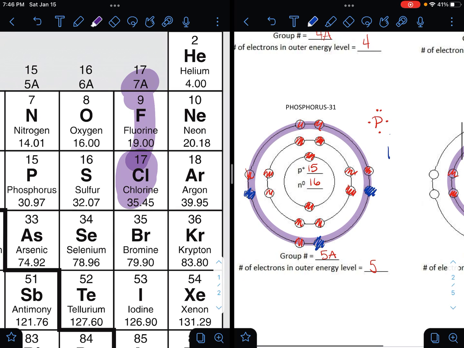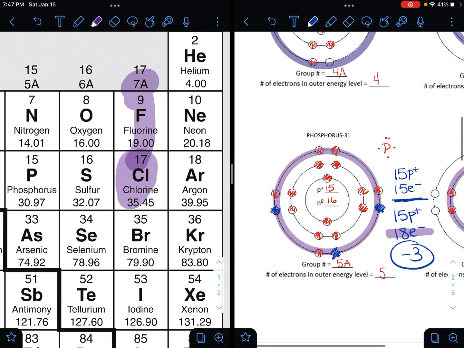It is happy. So originally it had 15 protons and 15 electrons. Now it's gained 3 electrons, so it still has 15 protons, but it has 18 electrons. So you can see that it has 3 more negative electrons than it does positive protons, so its charge is -3.